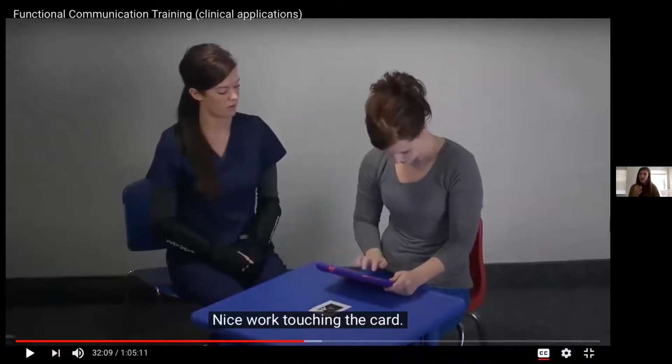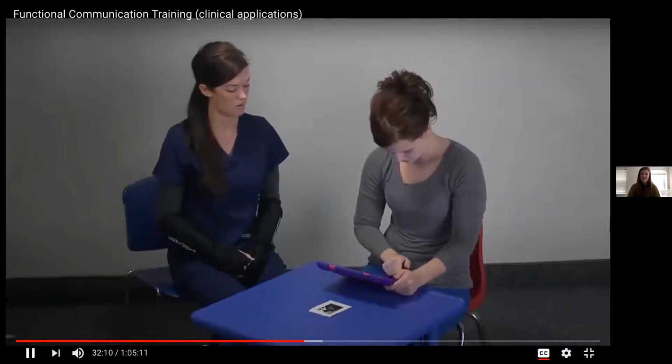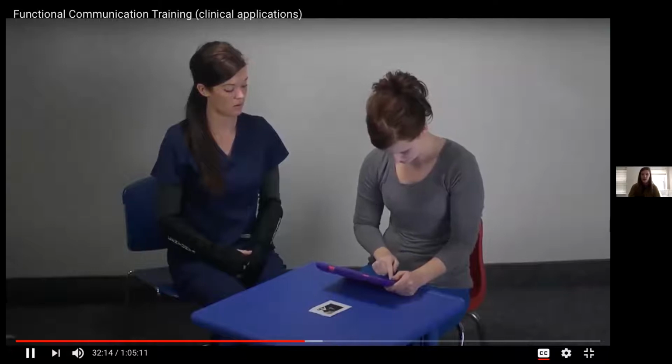So you see there, instead of where the child is used to hitting somebody to get access to the reinforcement, they're going to block and ignore that behavior, wait a couple of seconds, immediately prompt the appropriate response, and then deliver the iPad. They are a little forceful with their response, so I probably wouldn't do it that forcefully, but I think they're trying to exaggerate them doing the picture touch for the card.